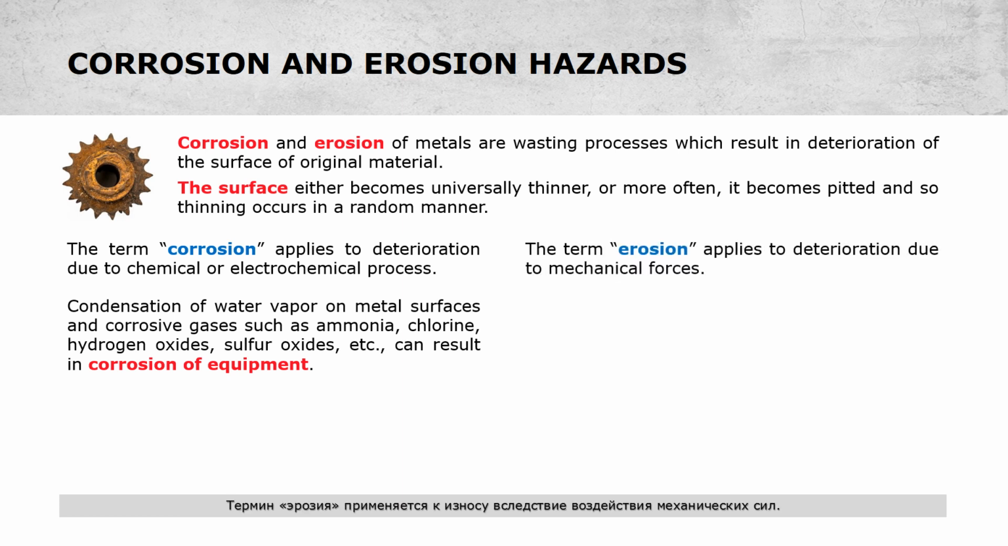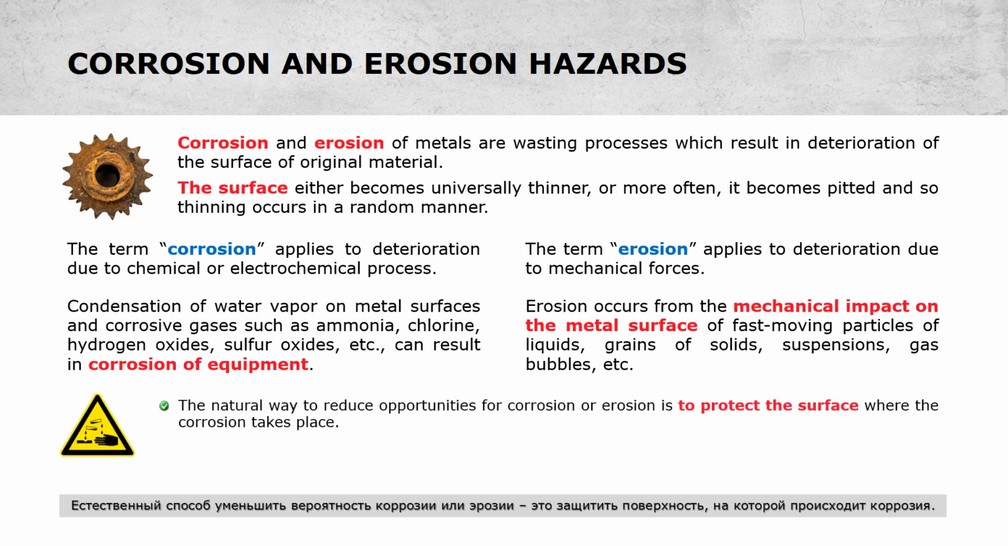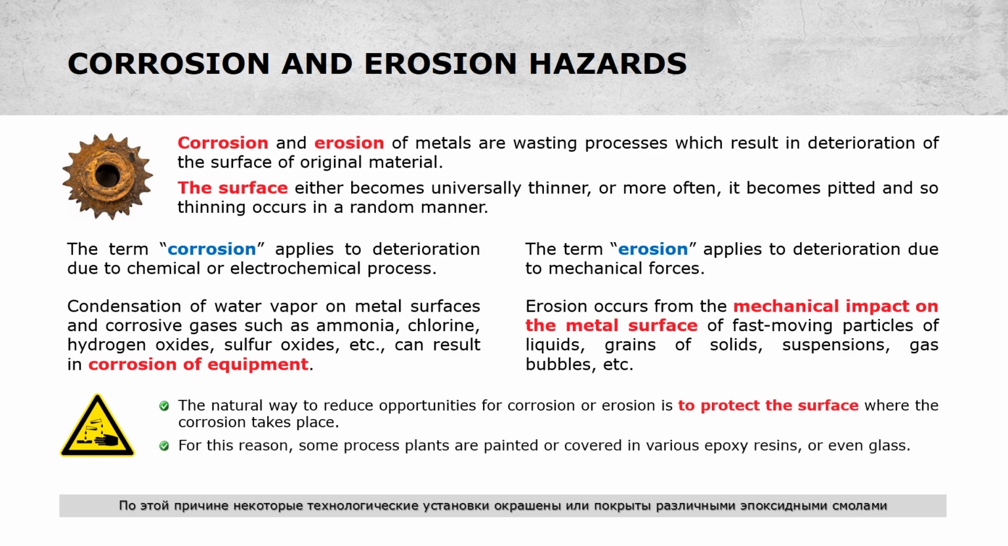The term erosion applies to deterioration due to mechanical forces. Erosion occurs from the mechanical impact on the metal surface of fast-moving particles of liquids, grains of solids, suspensions, gas bubbles, etc. The natural way to reduce opportunities for corrosion or erosion is to protect the surface where the corrosion takes place. For this reason, some process plants are painted or covered in various epoxy resins, or even glass.